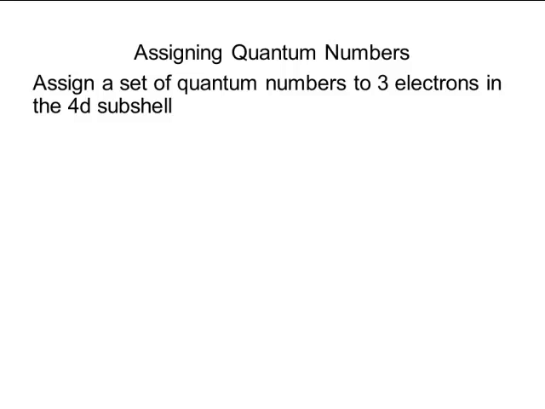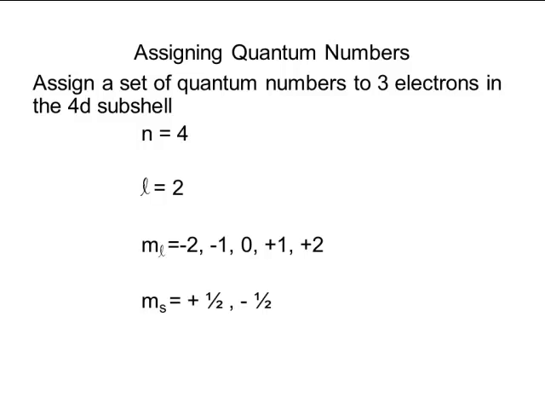Now let's actually write out a set of quantum numbers for 3 specific electrons in the 4d subshell. Well, first I need to figure out what are the possible quantum numbers I could have. I've got 4d, so n equals 4. Got the d subshell, so L equals 2. If L equals 2, my m sub L could be minus 2, minus 1, 0, plus 1, plus 2. My m sub S is always plus 1/2, minus 1/2. So keeping those values in mind, we're now going to look at how we can assign quantum numbers to specific electrons.